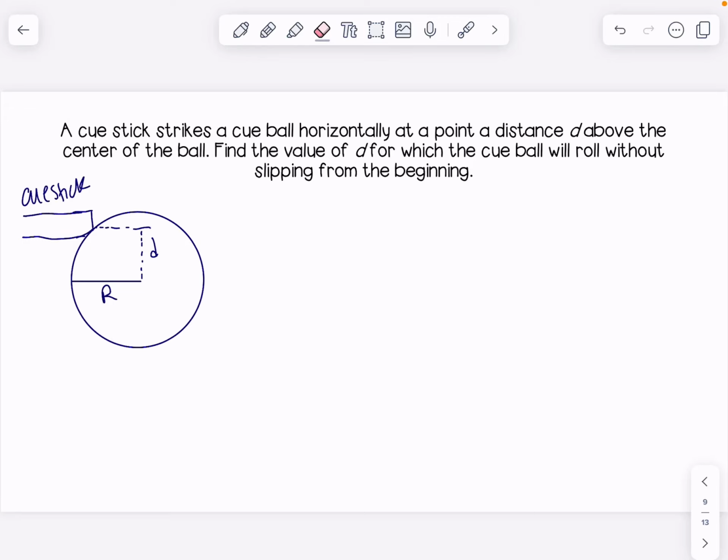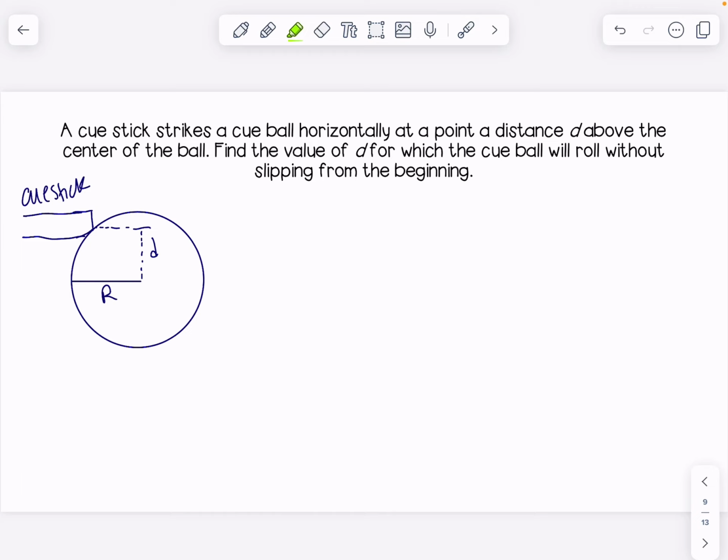All right, so in this example here, we're looking at rotation and torque and force. It says a cue stick strikes a cue ball horizontally at a point a distance d above the center of the ball. It's asking us to find the value of that d in terms of r, because that's what we can think about for a ball in which the cue ball will roll without slipping from the very beginning. So there's some different pieces here.